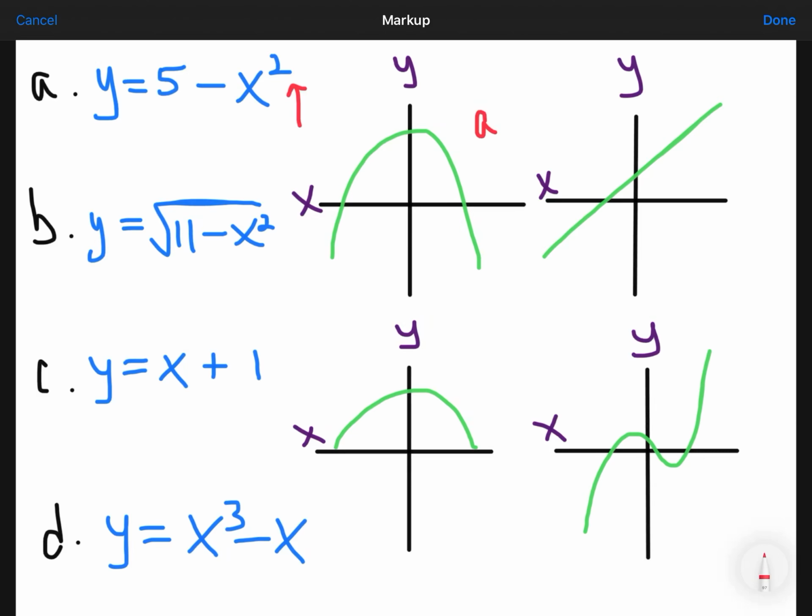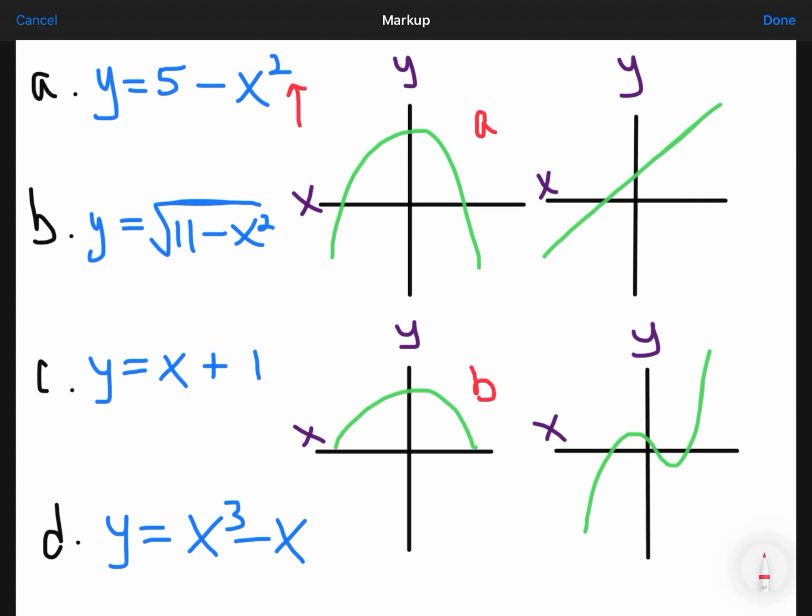All right, here the next one is B. Graph B, we have y equals the square root of 11 minus x squared. We see that x squared, but it's underneath a square root sign. So whenever you see that, picture half of a circle. So this one down here would be that graph.